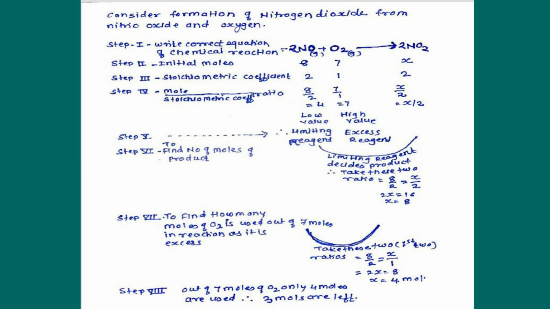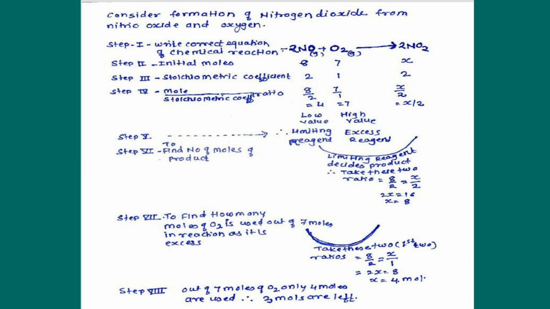ओके, सो NOचा रेशो आहे 8 upon 2 which is equal to x upon 1. हा ऑक्सिजनचा रेशो आहे. x upon 1 हा ऑक्सिजनचा रेशो आहे. यावरून आपल्याला किती मोल्स ऑफ ऑक्सिजन हे वापरले गेलेले आहे ते कळणार आहे. बघा, 2x is equal to 8, so x is equal to 4. 7 मोल्स पैकी 4 मोल्स ऑफ ऑक्सिजन हे वापरले गेलेले आहे.